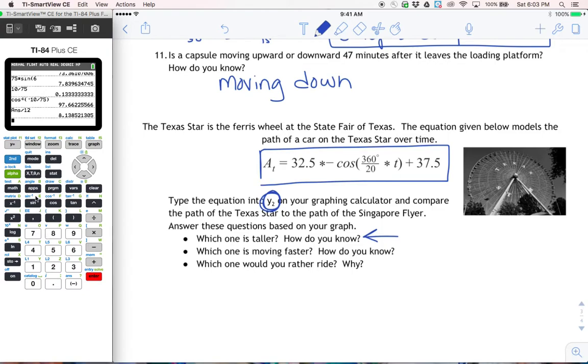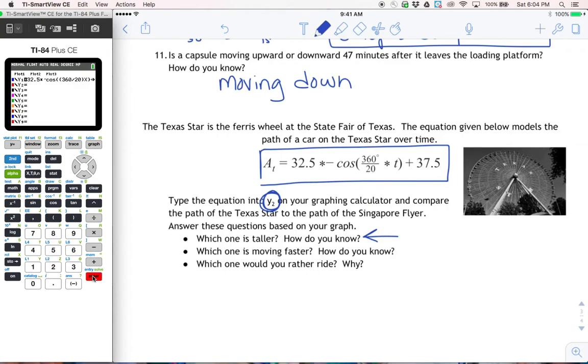Take a look. So we're going to type this in Y equals, and we're going to take off the scatter plot, so unclick Plot 1, and we're going to clear this thing out. So 32.5 must be the radius of the Texas Ferris wheel, times negative cosine, and then we've got 360 divided by 20. Remember, that must mean that it takes 20 minutes for the Texas Star to make one spin. All right, divided by 20 times x, t, and then plus 37.5. So that must mean that the center of the Texas Ferris wheel is 37.5 meters off the ground.